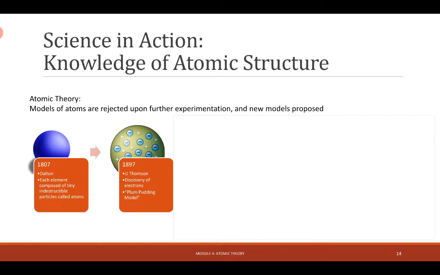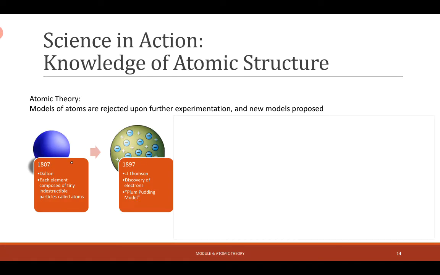So our first evolutionary step in the atomic model from atomic theory was done in 1897. Remember, John Dalton was 1807, and he said that each element was composed of tiny indestructible particles called atoms. Now scientists are starting to learn that there are things inside the atoms. And so in J.J. Thomson's model, he discovered that there were electrons, and then he proposed a new model called the Plum pudding model.